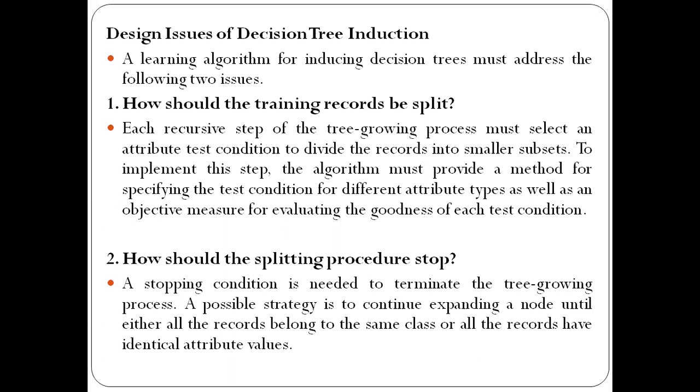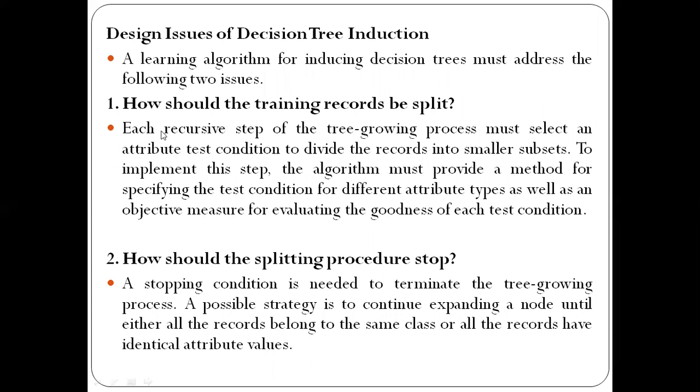At each step of the decision tree algorithm, we will be splitting the records into purer subsets. So we will be choosing one of the attributes as a test condition. To determine that test condition, we have some methods. One method is based on the type of attribute. And in the first issue, we also need to consider some evaluation measures to check whether the test condition we have chosen is good or not. So we must have evaluation measures to find the goodness of these test conditions.